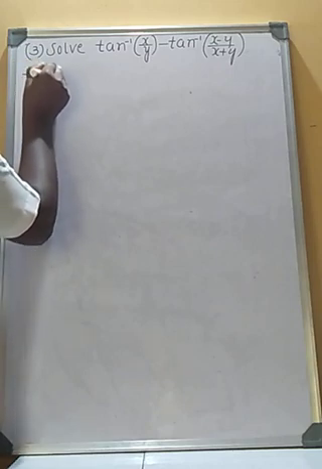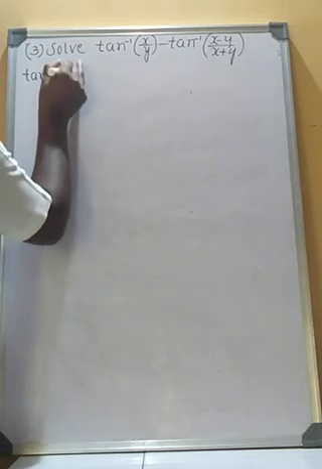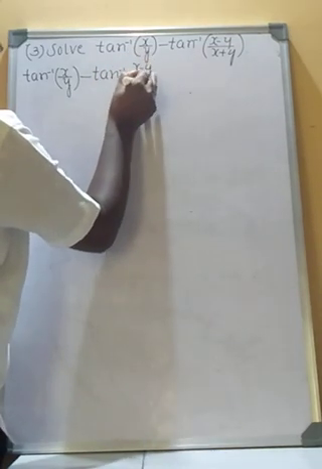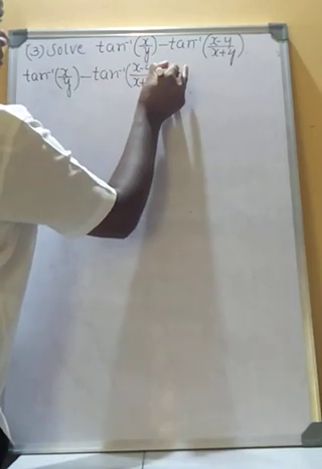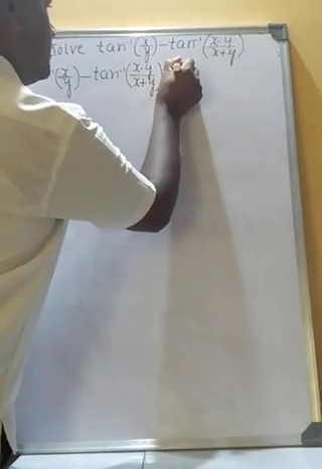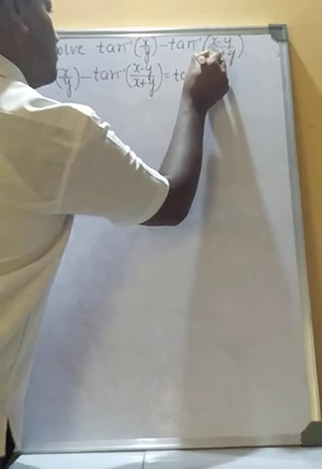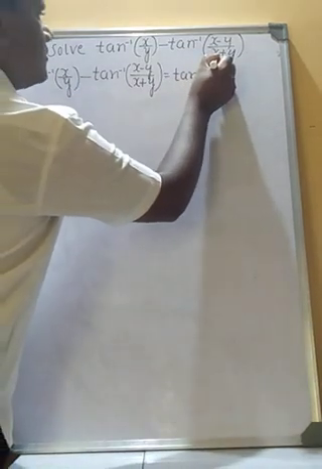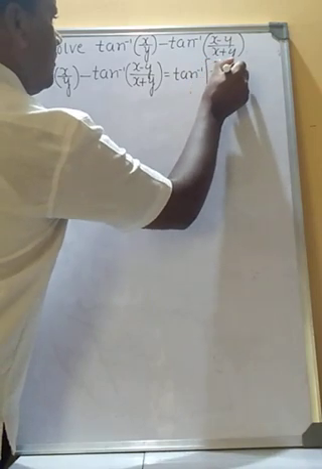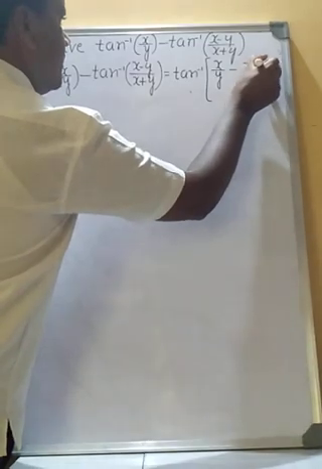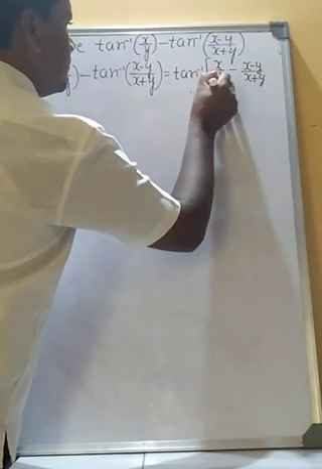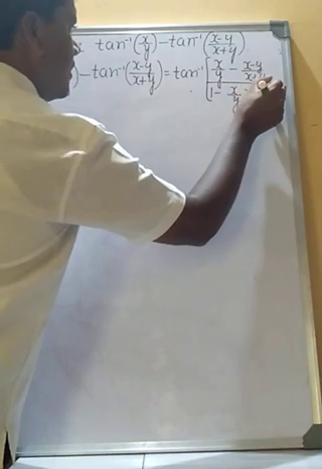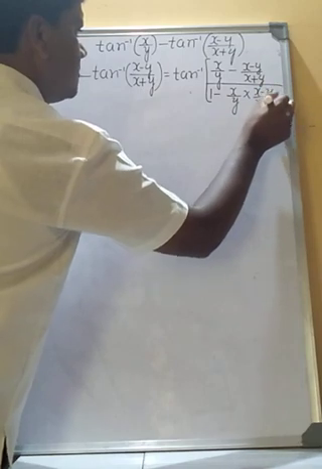Let tan inverse of x by y minus tan inverse of (x minus y) by (x plus y), that is equal to tan inverse of, that is the formula, tan inverse x minus tan inverse y is equal to tan inverse of (x by y minus (x minus y) divided by (x plus y)) whole divided by (1 minus x by y into (x minus y) divided by (x plus y)).